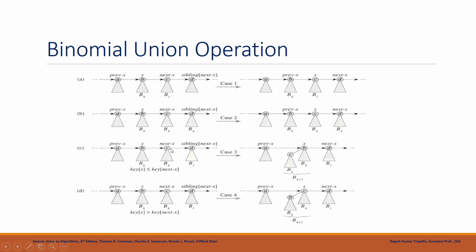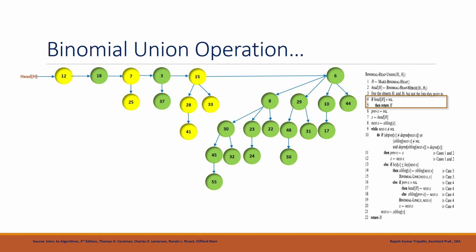So here next X will become a left child of X. So here you can see, C will become a left child of B. In the second case, if key of X is greater than key of next X, then X will become a left child of the next X. You can see here B will become a left child of C. So I hope that you will remember these 4 cases for the union operation.